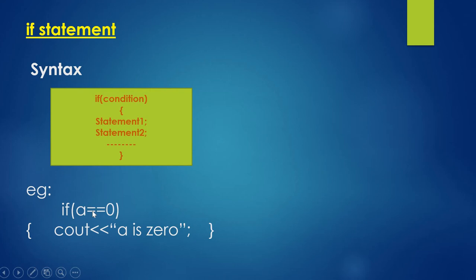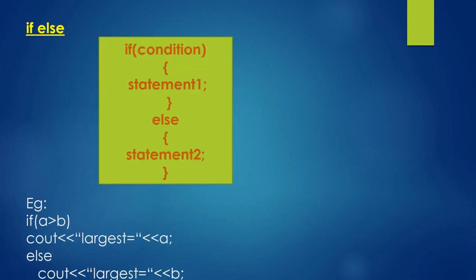One more thing you need to listen to here. In the if condition, a single equal to symbol is an assignment operator, whereas a double equal to symbol is a comparison operator. In if (A == 0), A is compared with 0. So we need to put the double equal to symbol. The double equal to symbol is the comparison operator.